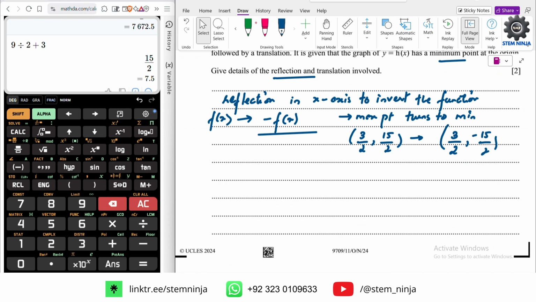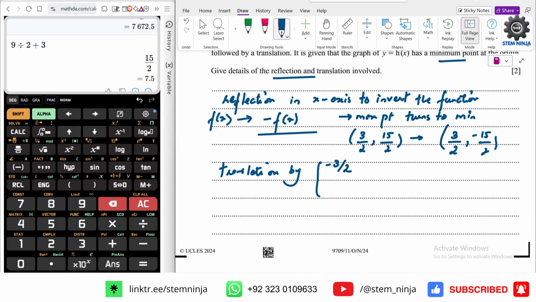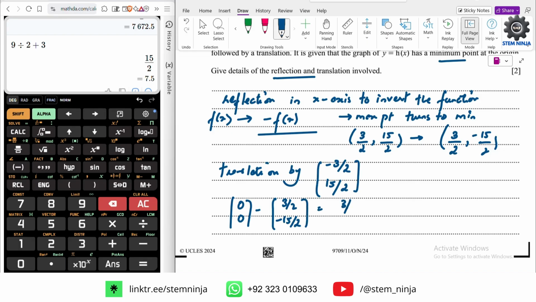Right. So the translation would be by minus 3 by 2 and 15 over 2. You can actually do the calculation over here also. 0, 0 final minus initial, 3 by 2, minus 15 over 2. So this would give you 3 over 2 negative and 15 over 2 positive.